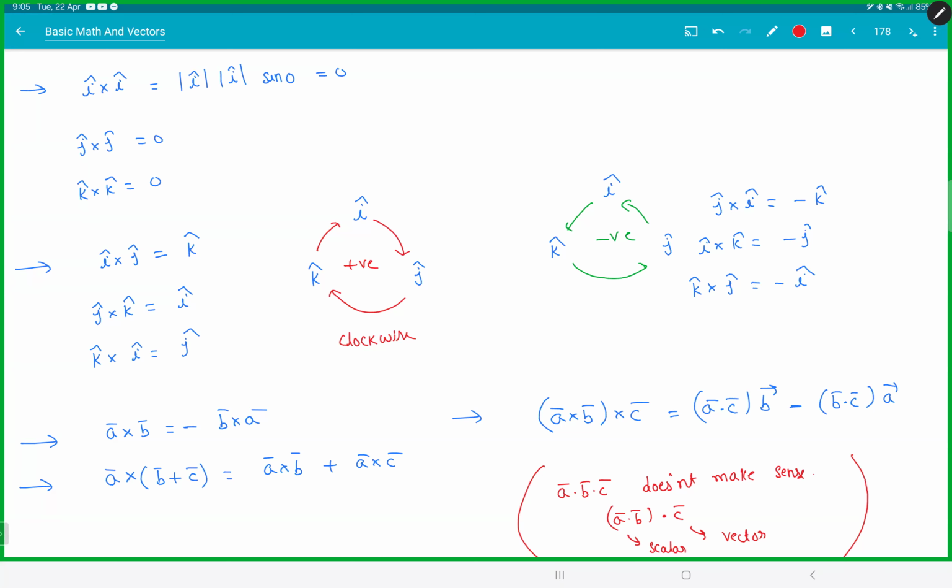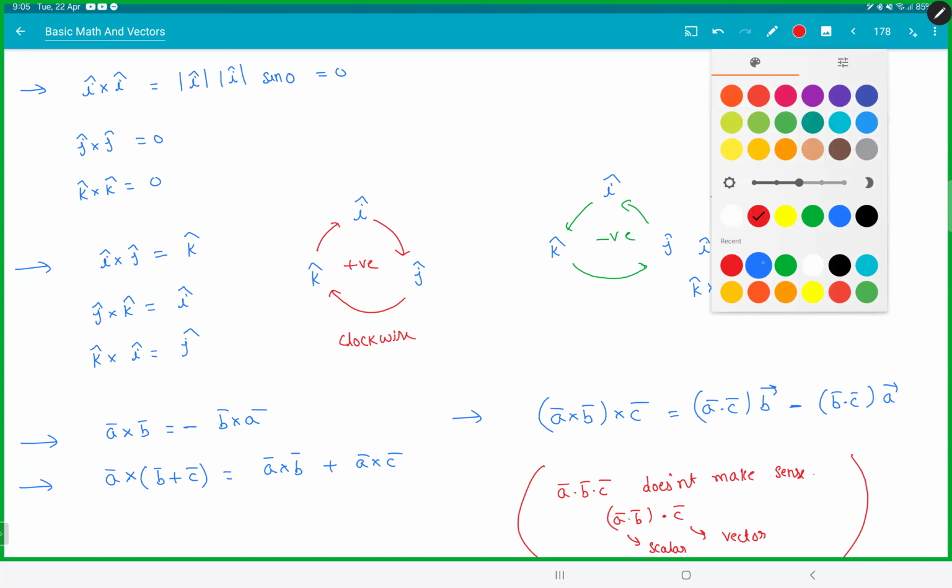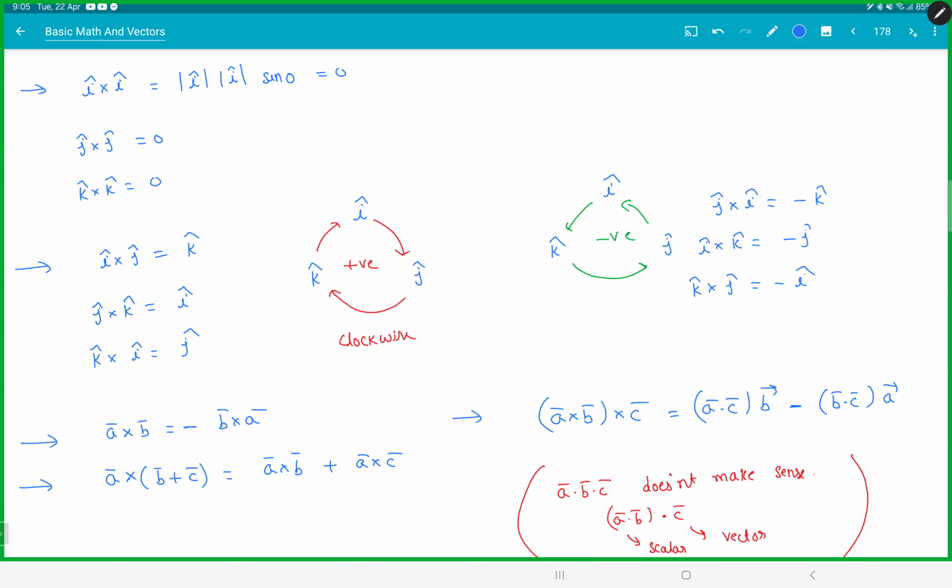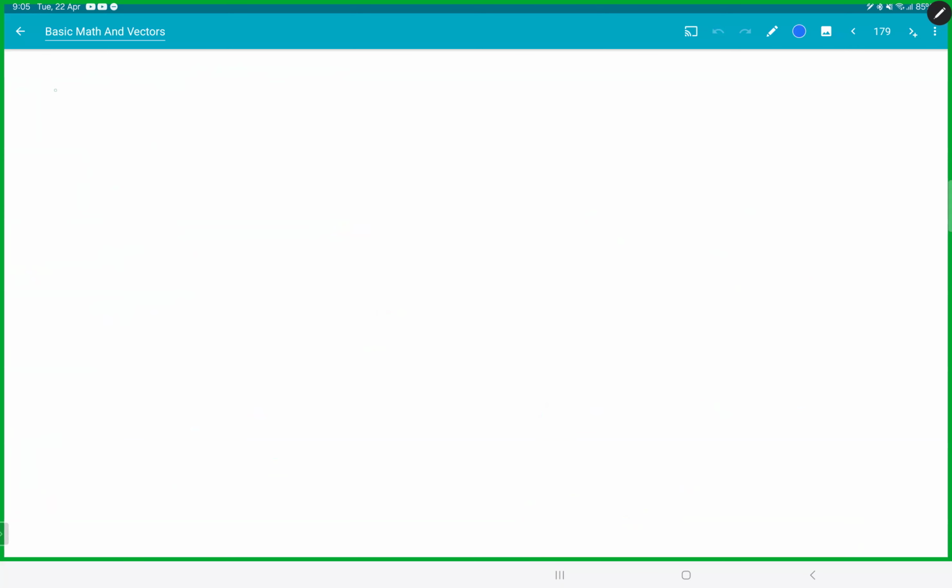So how do you find A cross B? One way is brute force. Now I'll teach you how to use a determinant. That is a little safer. But if you ask me how to do A cross B, listen carefully. A bar is AX I cap, AY j cap, and let's say AZ k cap. B bar is BX I cap, BY j cap and BZ k cap.